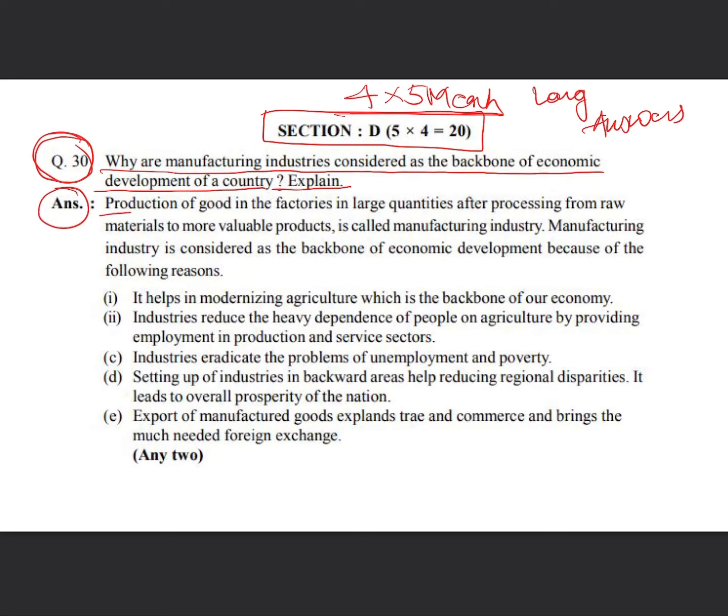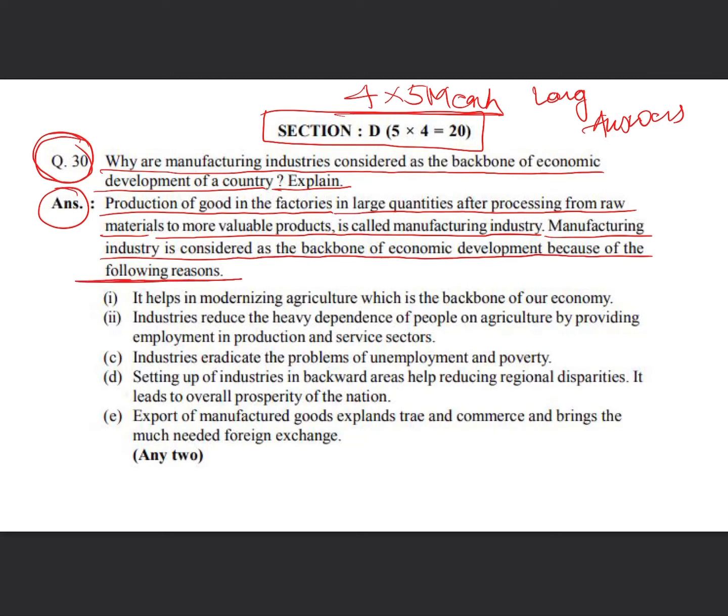Answer: production of goods in the factories in large quantities after processing from raw materials to more valuable products is called manufacturing industry. Manufacturing industry is considered as the backbone of economic development because of the following reasons. First, it helps in modernizing agriculture, which is the backbone of our economy. Second, industries reduce the heavy dependence of people on agriculture by providing employment in production and service sectors.